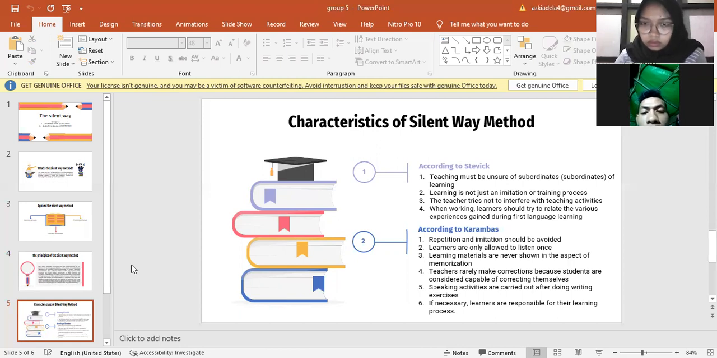And then according to Karambas, the first, repetition and imitation should be avoided. And then learners are only allowed to listen once. Third, learning materials are never shown for the purpose of memorization. And fourth, teachers rarely make corrections because the students are considered capable of correcting themselves. And the fifth, speaking activities are carried out after doing writing exercises. And the last one, if necessary, learners are responsible for their own learning process.